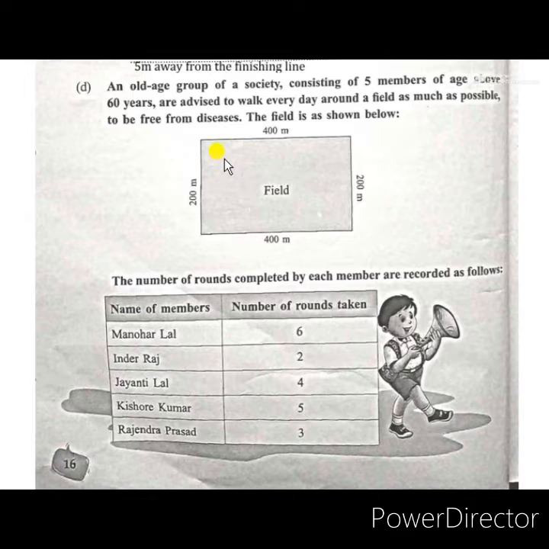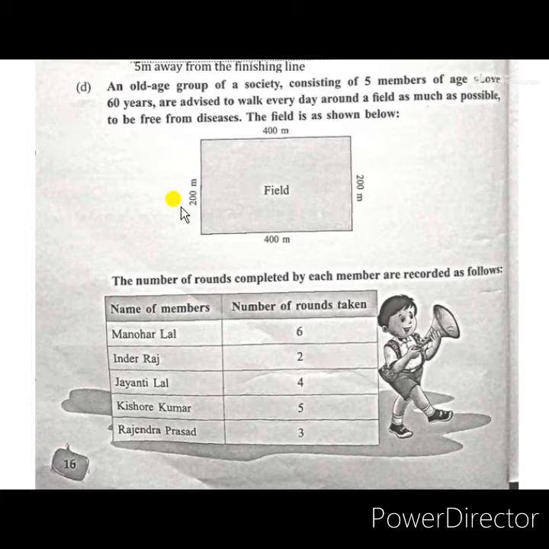Length is 400 meter, breadth is 200 meter. As it is a rectangular shaped field, 2 sides are equal. That means the length is 400 meter and the breadth is 200 meter. Now the doctor advised these old age people to walk around this field as much as possible to keep away from diseases.